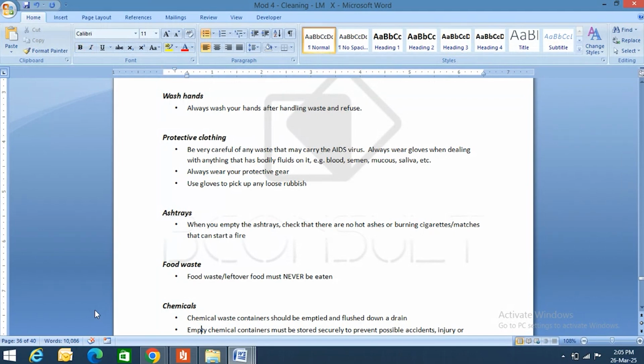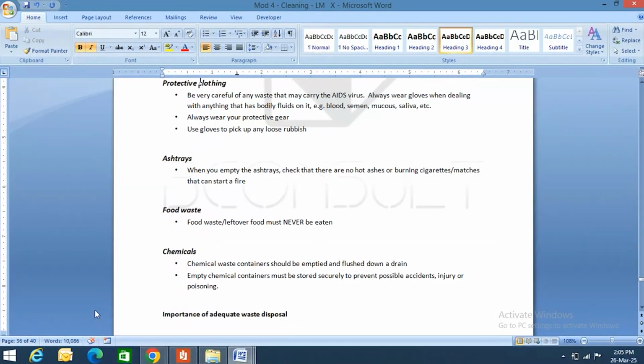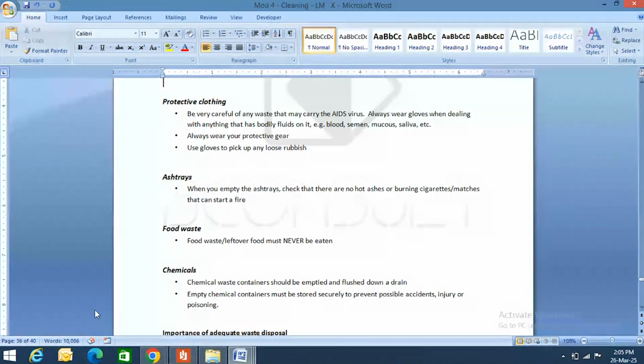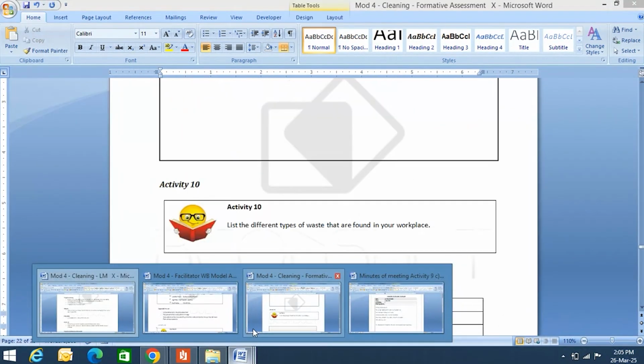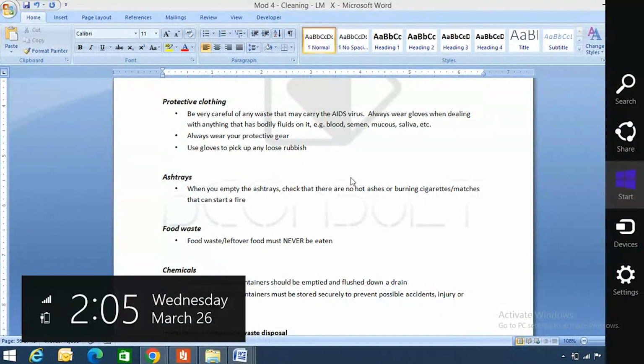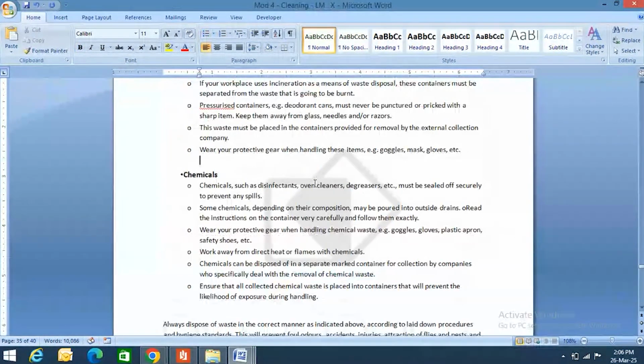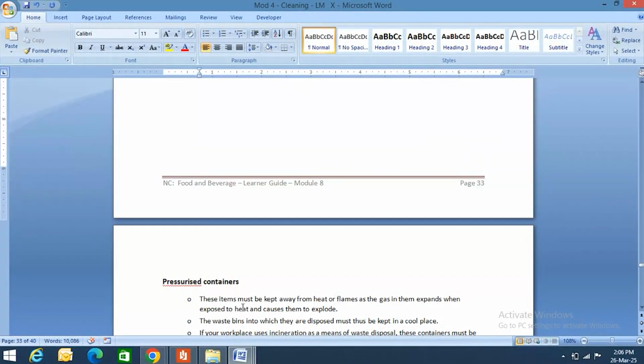Here it is, chemical. Chemical is on page 36. There are only the two dots there for chemicals. Chemical waste containers must be emptied and flushed down a drain. Empty chemical containers must be stored securely to prevent possible accidents and injury. Got it, guys? Yes, ma'am. Okay, on page 36 is chemicals, and then everything else is 32, 33. Let me know when you're done.